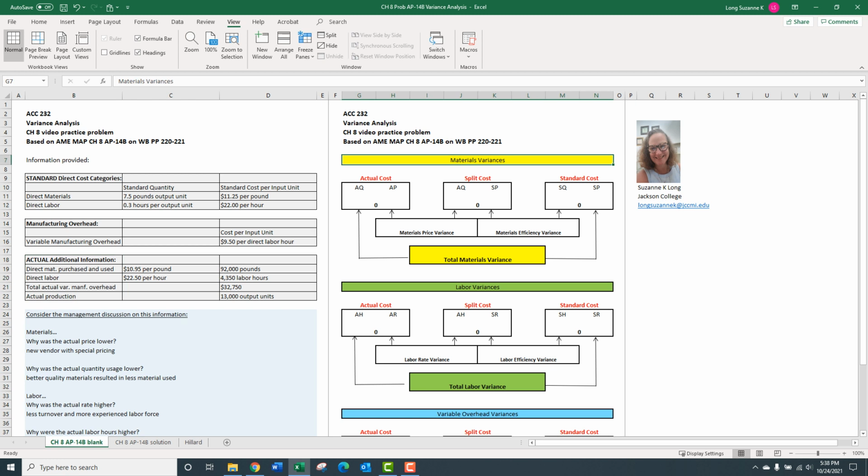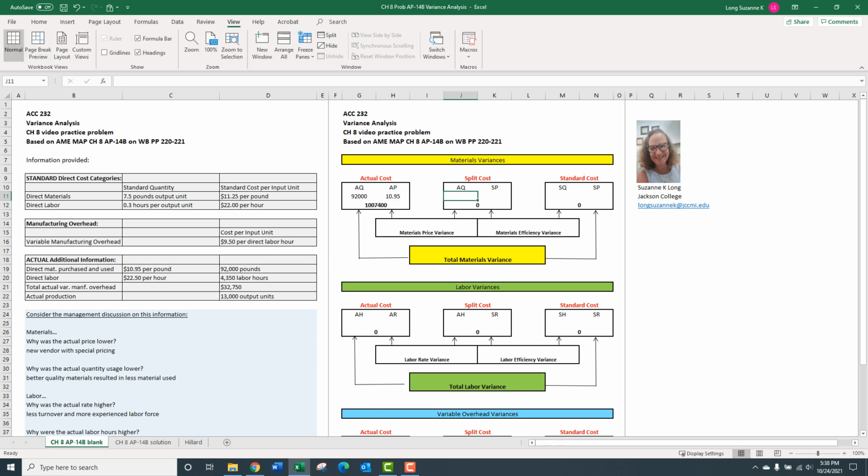What were the variances? What were the differences between what actually happened versus our plan or our standard for what was supposed to happen? We're looking for actual quantity first. Actual was down here. Actual quantity. Direct materials purchased and used 92,000 pounds. So actual quantity is 92,000. Why don't we stick right here for a minute? Actual price is $10.95.